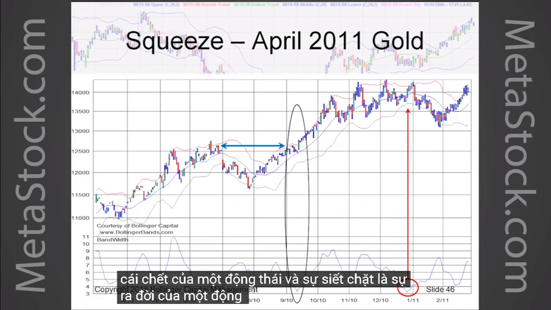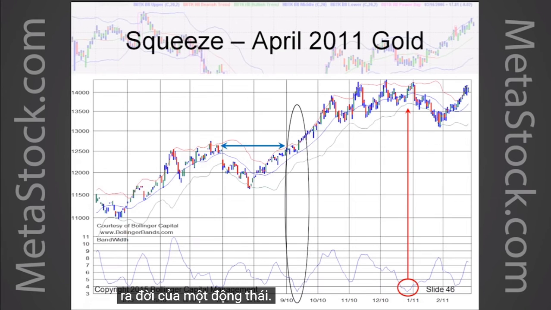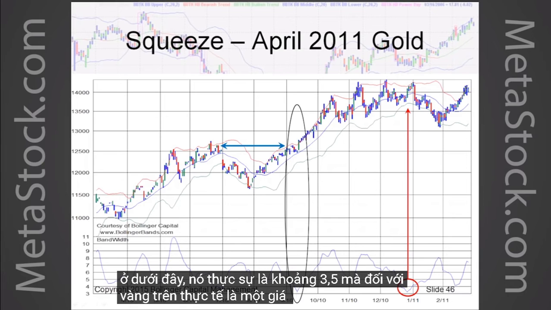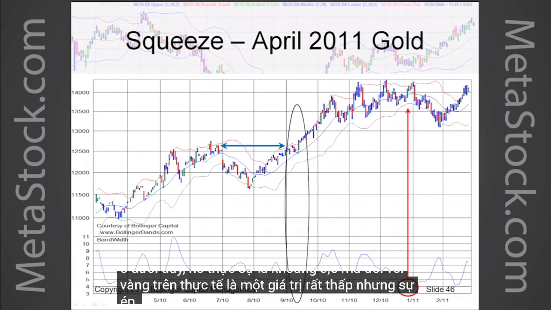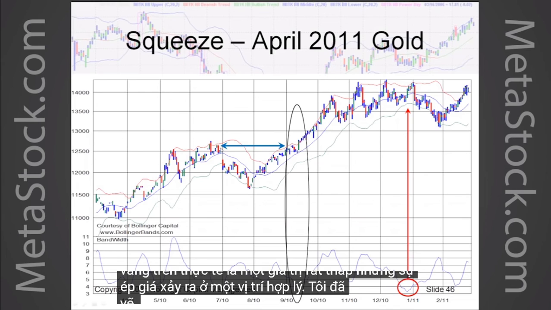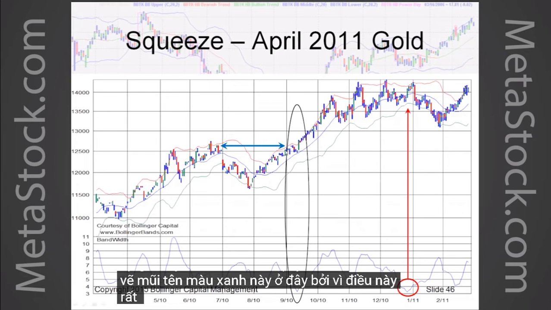So here we have bandwidth in terms of April gold. Here we have circled a very important concept: it's a squeeze. You can see that by the really low value of bandwidth down here. It's actually about 3.5, which for gold is in fact a very low value. But the squeeze occurs at a logical place. I've drawn this blue arrow here because it's very important.